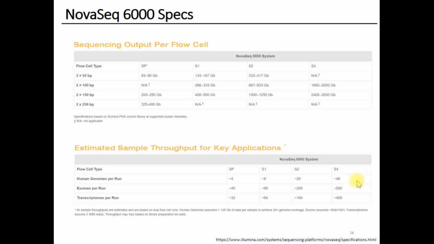Remember, the first human genome project took more than $3 billion and over 10 years to finish one human genome. And nowadays, we can already finish 48 human genomes within 2 days. That's a very big improvement in DNA sequencing technology.